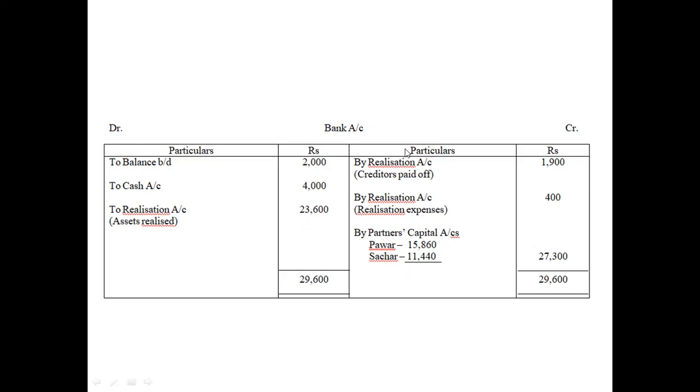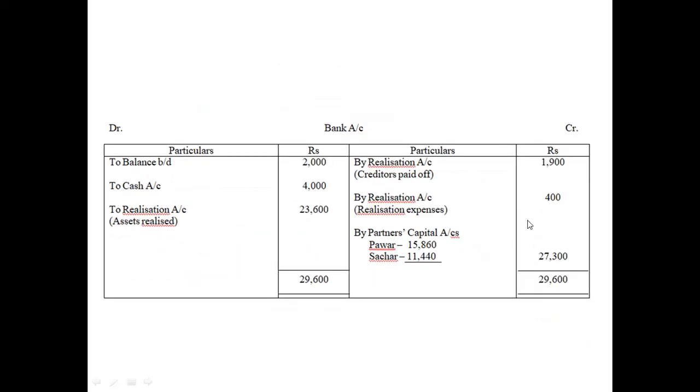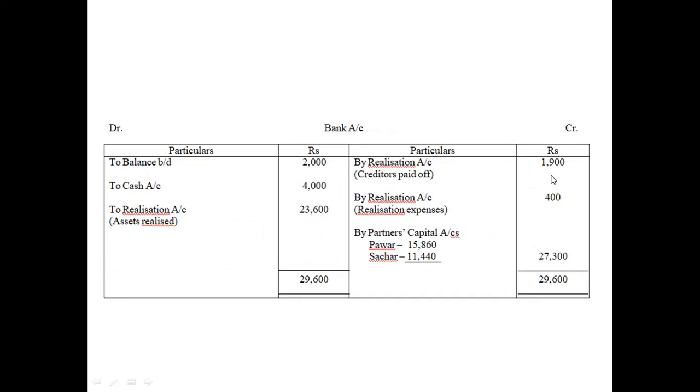Now moving towards the credit side, in the realization account you can see that creditors were paid off for 1,900, and there were expenses on realization of rupees 400. The same will appear on the credit side of the bank account. And the final payments which we have to pay to the partners are rupees 15,680 and 11,440 rupees, so together it will be 27,300. When you find the totals, the debit side and credit side will match.